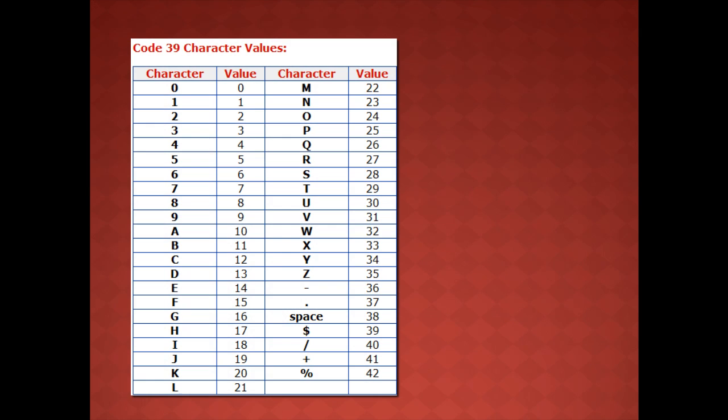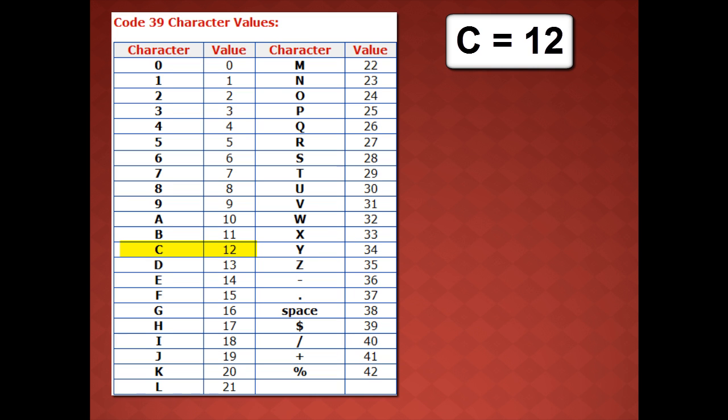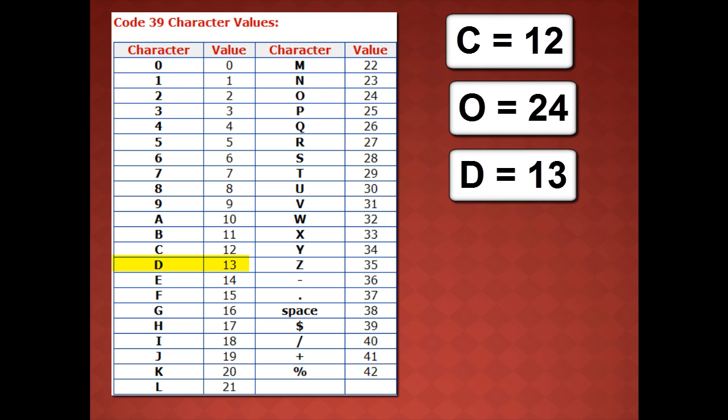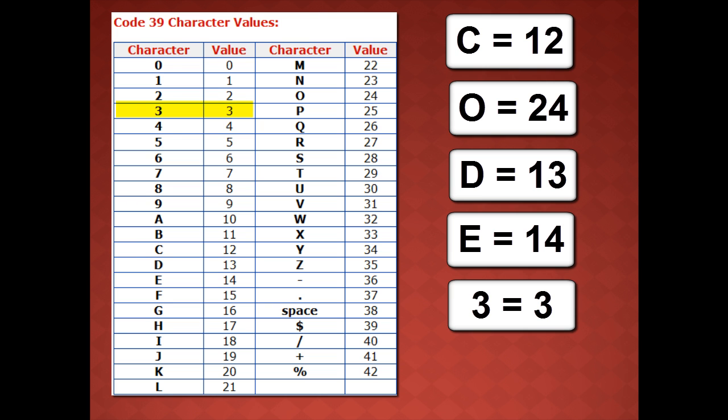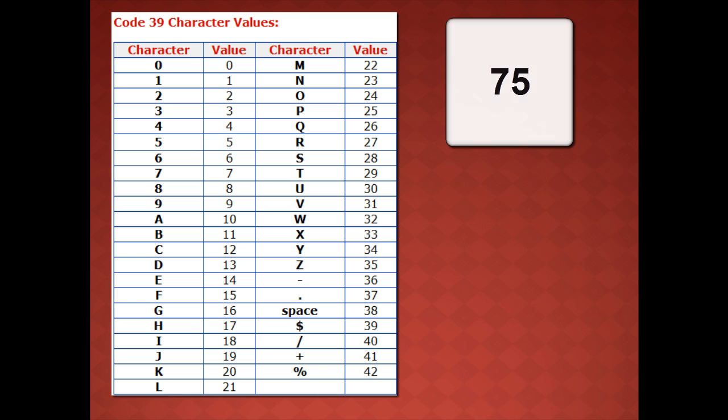For example, perform the following calculations to determine the check character using the data characters CODE39. If we look at the chart, the C is equal to a data value of 12. The O is equal to 24. The D is equal to 13. The E is 14. The 3 is a 3, and a 9 is 9. When added together, the total is 75.